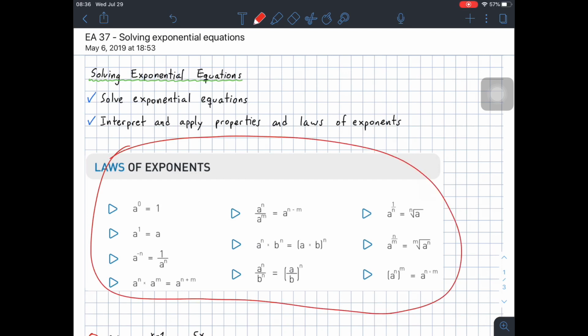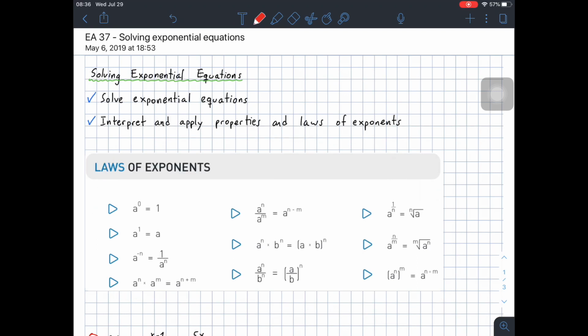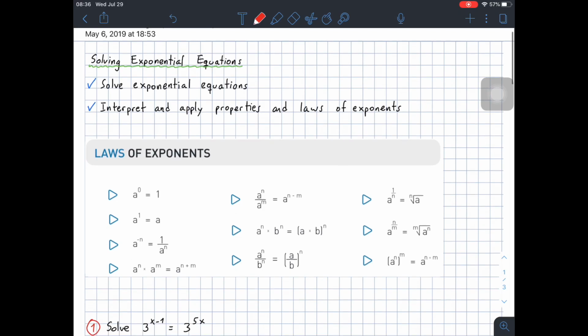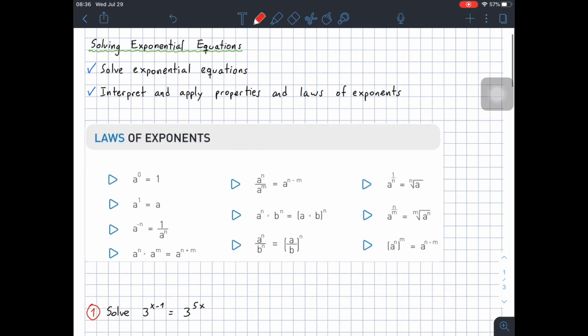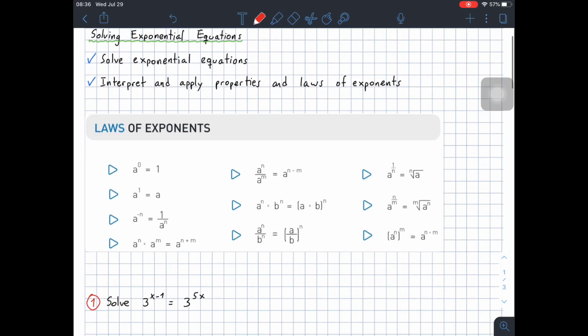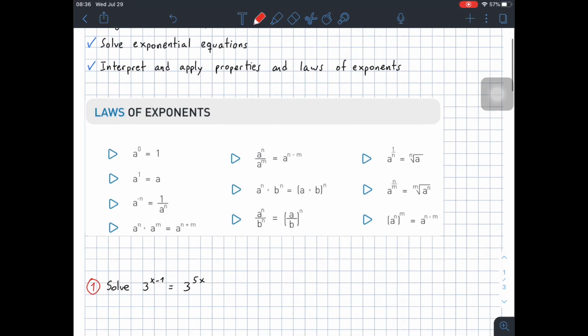This is part of electronic assignment number 35, which I already posted on Google Classroom. So basically, these are the laws that you need to know in order to be able to solve exponential equations. Remember, these laws are not in the formula booklet, so you need to learn them, okay? So not in the IB formula booklet.